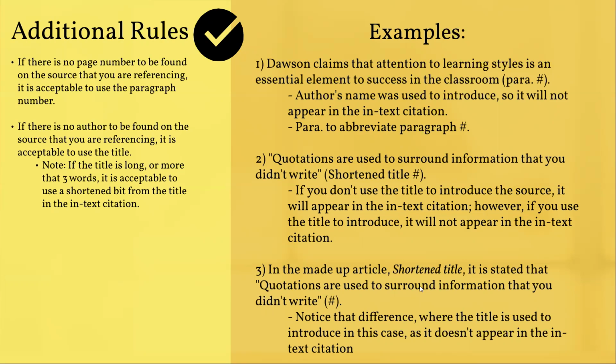Number 2 reads, quotations are used to surround information that you didn't write. Shortened title and page number. So notice that I've got the title and page number there because that title was not used to introduce that source. It appeared in that in-text citation. Now take note of number 3. There is a difference. In the made-up article shortened title, it is stated that quotations are used to surround information that you didn't write. Page number. Now notice that difference, where the title is used to introduce in this case. It did not appear in that in-text citation. So please take note of that.